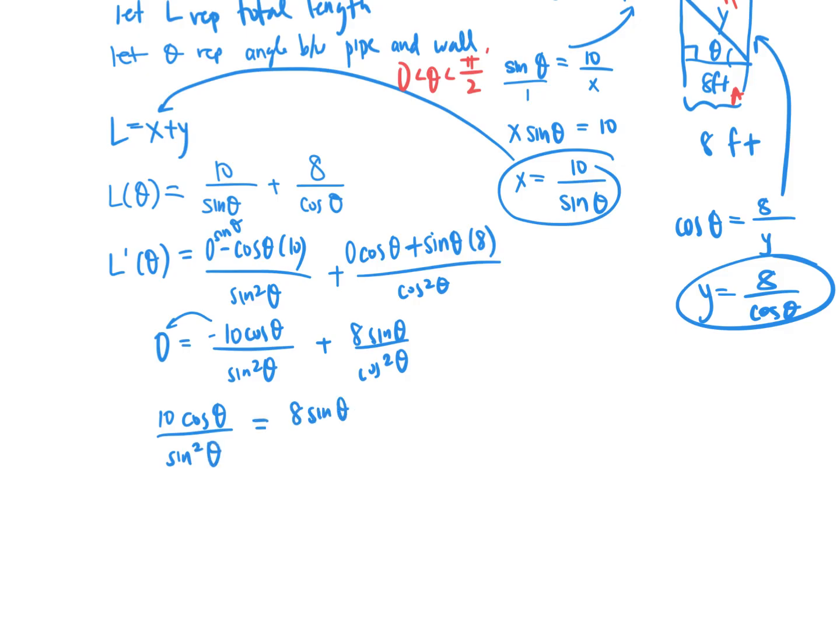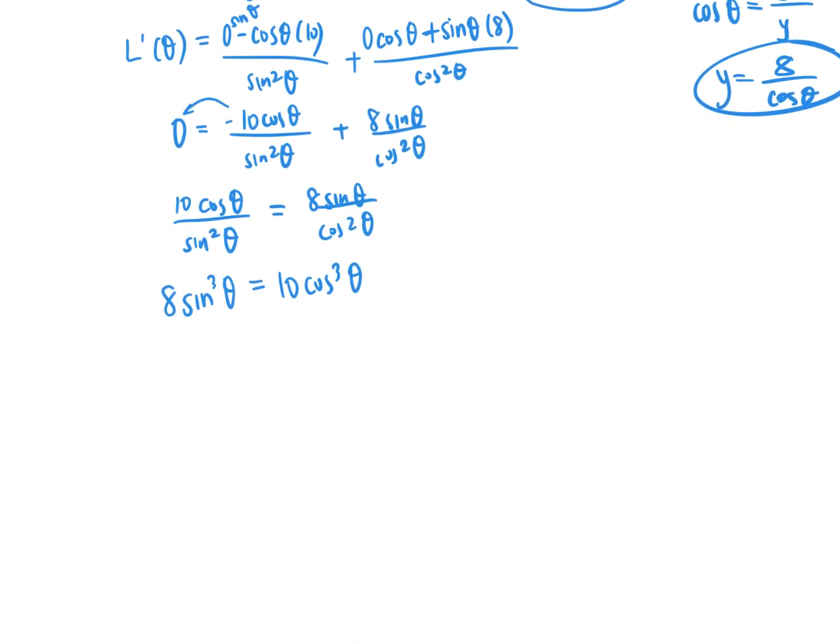And when I cross multiply, the 8 sine theta will multiply with sine squared theta, so 8 sine cubed theta, and the 10 cos theta with cos squared theta, which is 10 cos cubed theta.